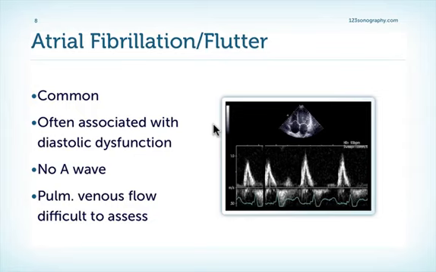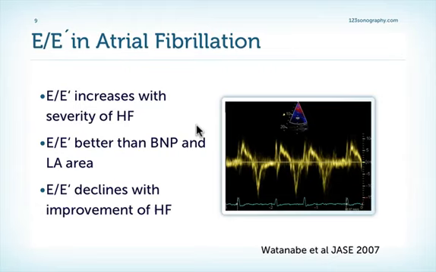It's also very difficult often to look at the pulmonary venous flow in these patients, so the only thing we can really do is we can look at the E to E prime ratio and use tissue Doppler. There is now sufficient evidence in the literature that we can actually use E and E prime in patients with atrial fibrillation. We know that the E to E prime ratio increases with the severity of heart failure, that E to E prime is better than BNP and the left atrial area to determine filling pressures, and that E to E prime declines with the improvement of heart failure.